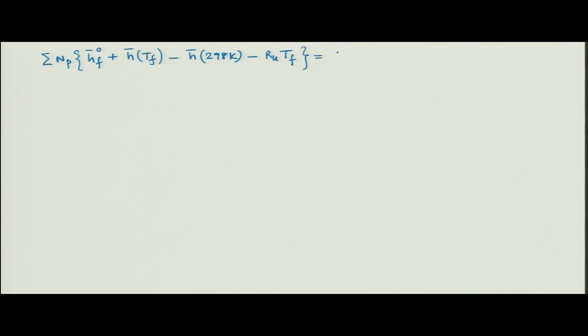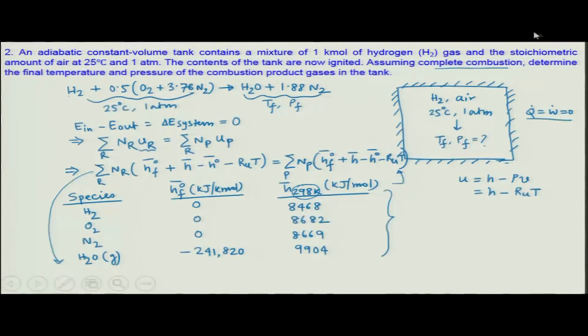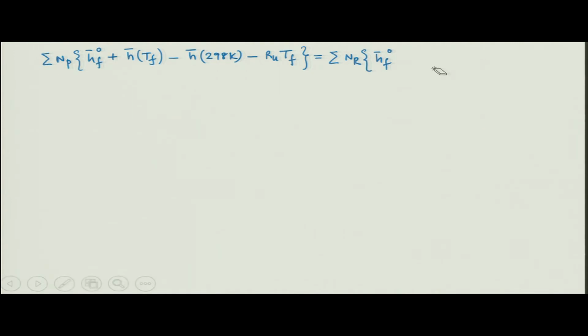So, this is the product side, and that should be equal to the reactant side. So, that is equal to NR times the enthalpy of formation of the species plus enthalpy at T equal to 298 Kelvin. Okay. Because if you see the problem statement, the reactants are initially at 25 degree centigrade. So, what will happen to the sensible enthalpy? Sensible enthalpy will be 0, right. Because H naught is enthalpy at 298 Kelvin and the reactants are also at 298 Kelvin. Okay. So, basically the difference will be 0. So, I am not writing that here. Okay. So, only the enthalpy of formation of the species will be there, and then you have Ru T of the reactants. Okay. So, that is the final form.